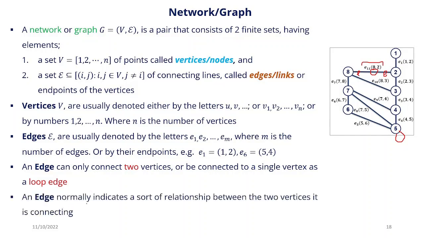So an edge normally indicates a sort of relationship between the 2 vertices it is connecting. Graph theory is so practical that you just see it everywhere. Imagine you are walking on a street. The street you are walking on are the edges. The buildings you are seeing on the street are the vertices. Suppose you are walking on the street and you are counting the trees. The trees you are seeing beside the street are the vertices, and the street or the path you are walking on are the edges.